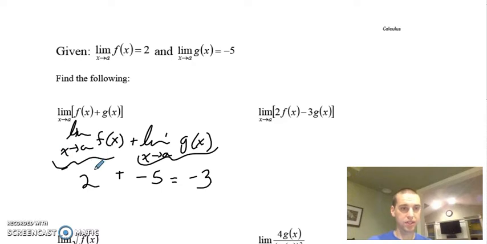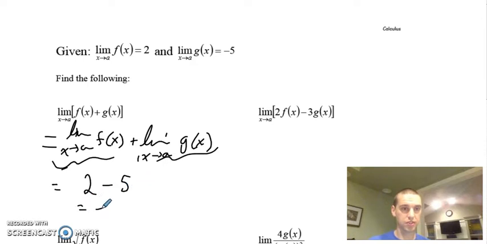And again, how would I write this out? Not like that. This is very poorly done by me. What I would have most likely done is said that that equals that, which then equals 2 minus 5, which equals negative 3. Much better way of writing than what I was doing.